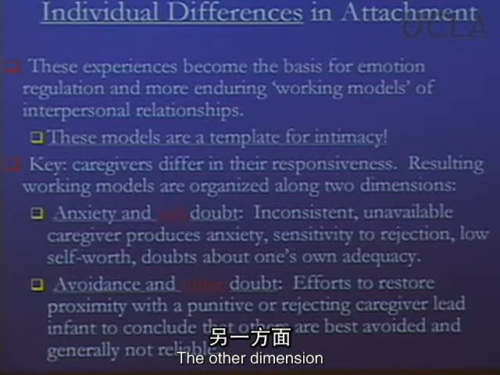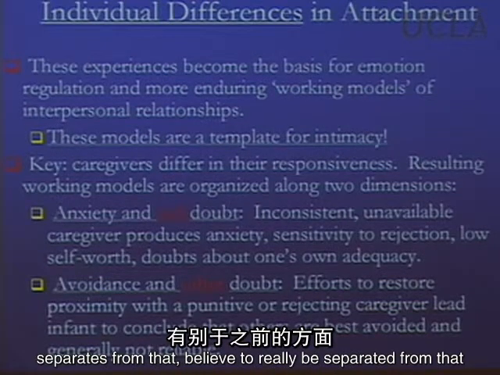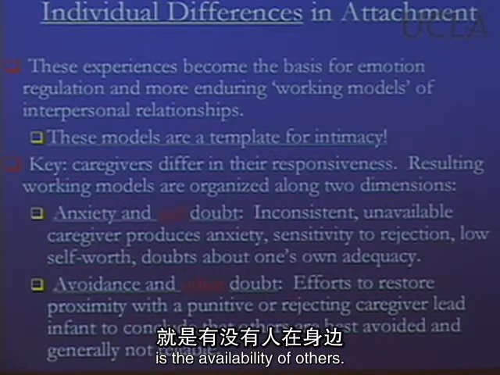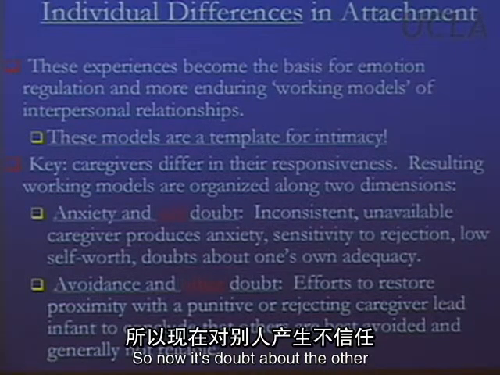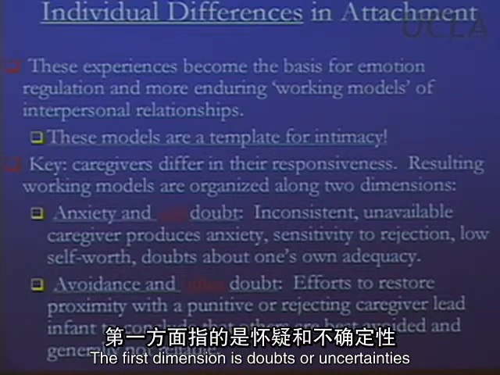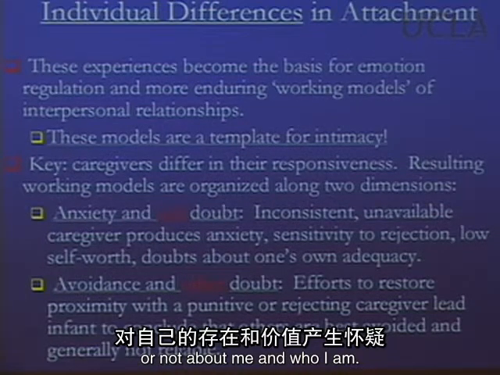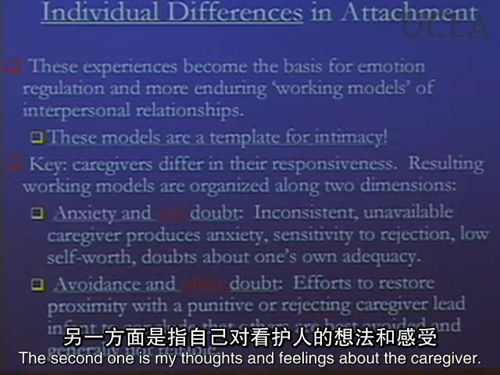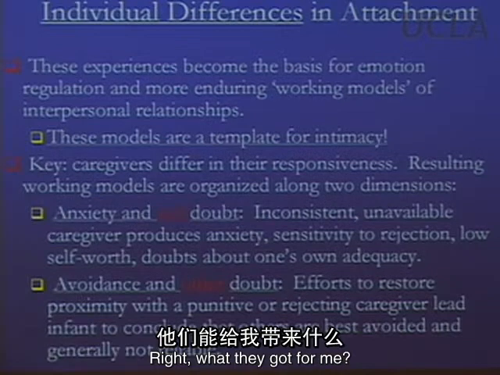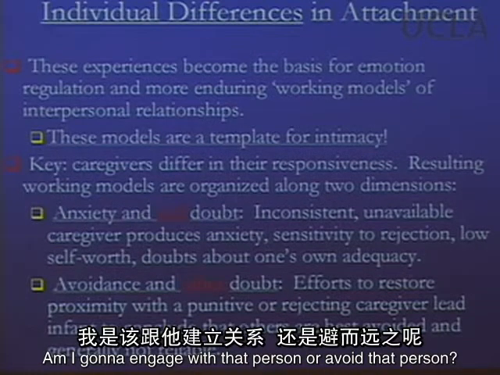The other dimension, believed to really be separate from that, is the availability of others. So now it's doubt about the other. The first dimension is doubts or uncertainties about me and who I am. The second one is my thoughts and feelings about the caregiver. What have they got for me? And am I going to engage with that person or avoid that person?